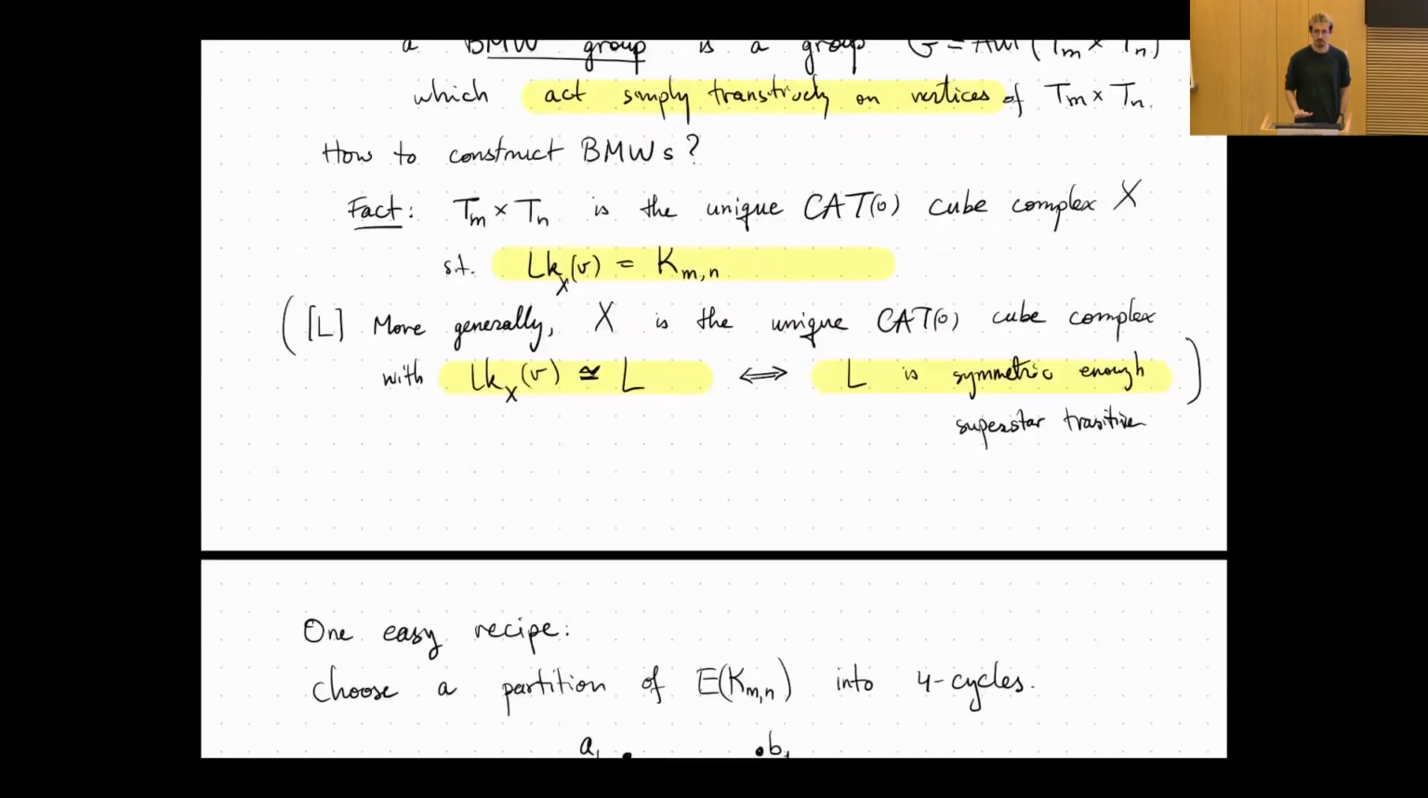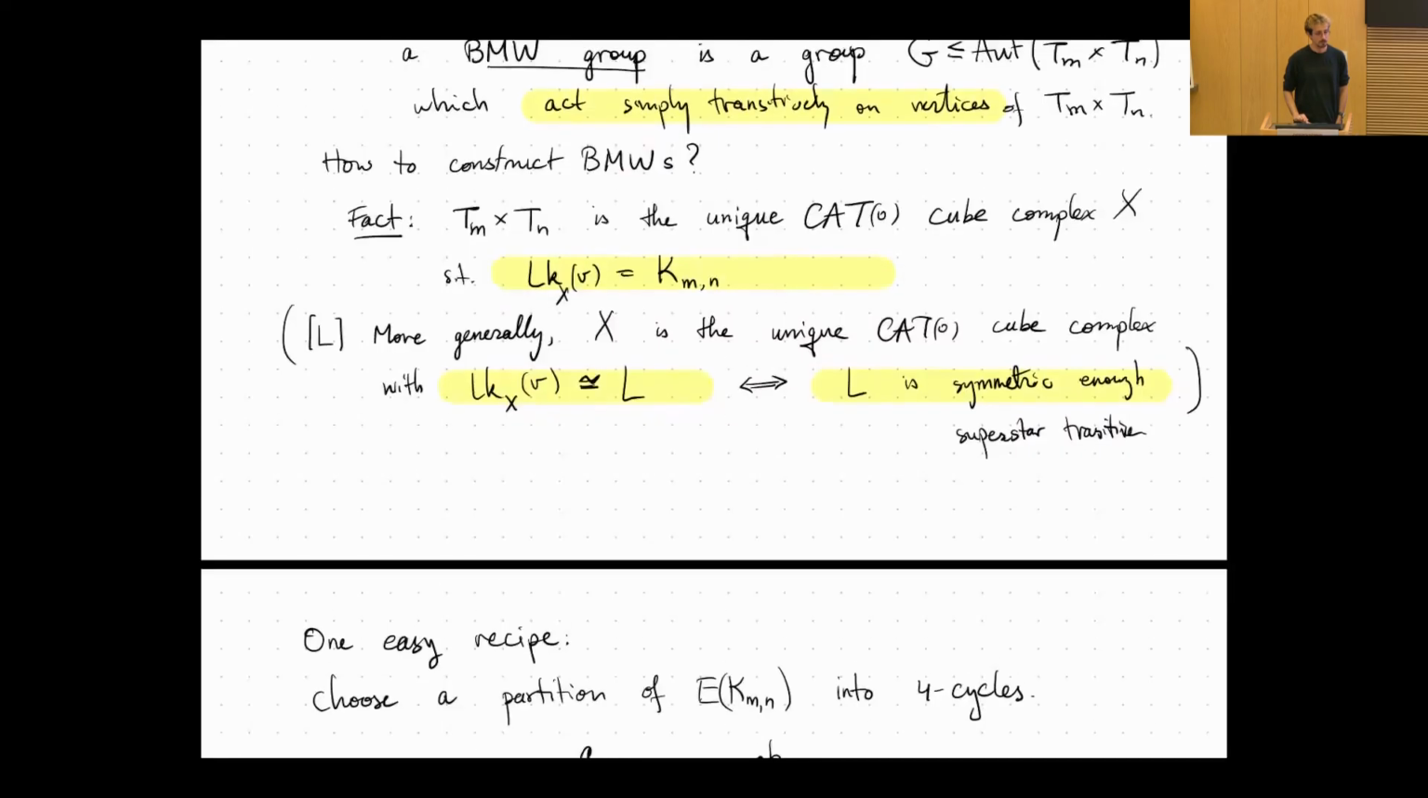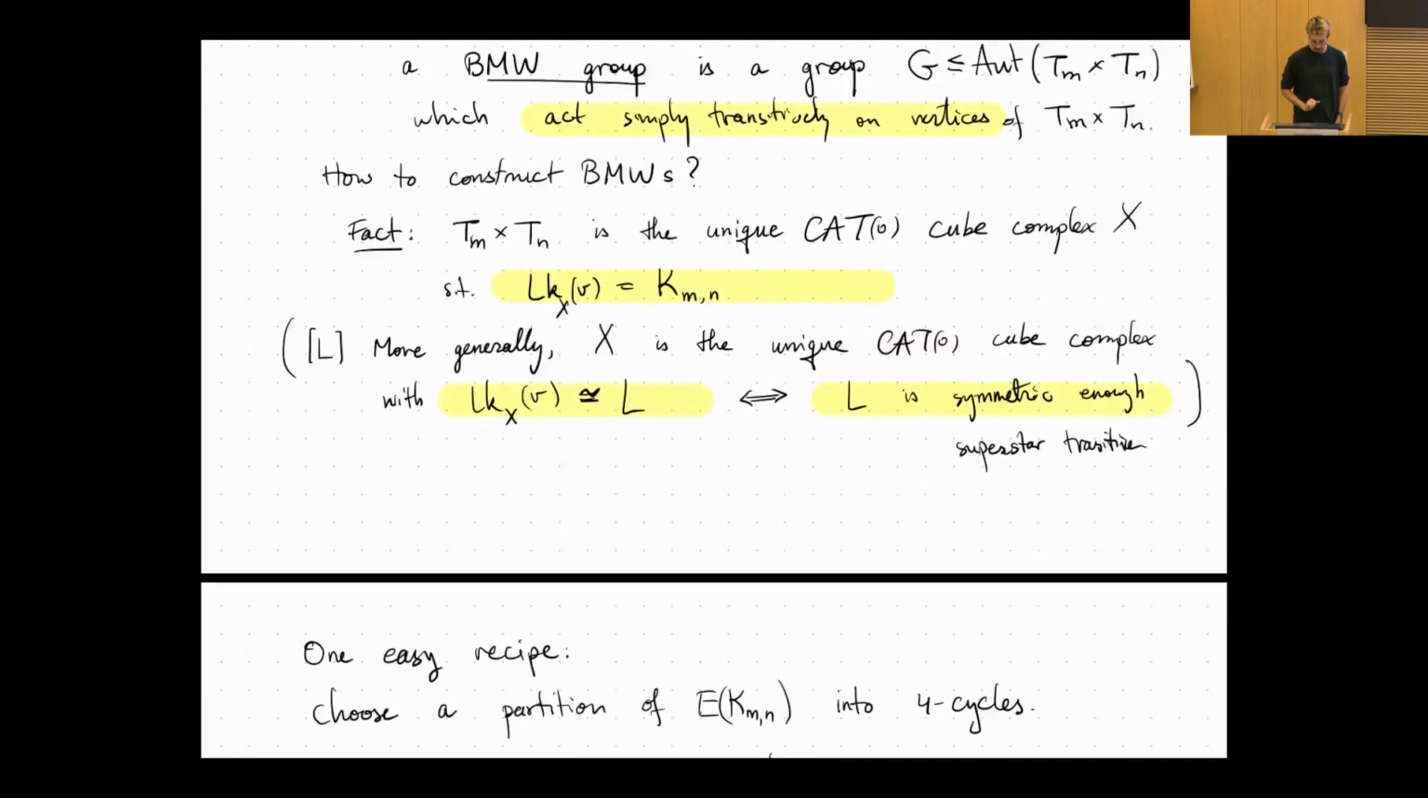Yeah, any questions about that? Like the statement in parentheses, you mean there is a unique CAT(0) cube complex whose vertex link is L if and only if L. What do you mean? Yeah, okay. Yeah, good. Thanks.